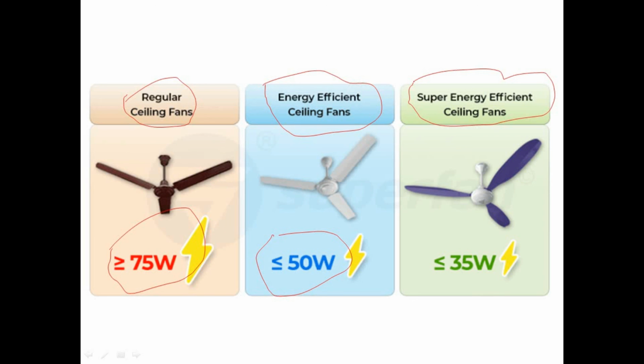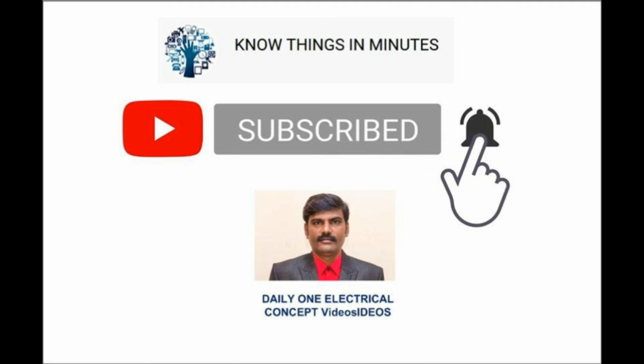Whereas in the case of the super energy efficient ceiling fan, they are using a BLDC motor for this application. By that, they are reducing power to less than 35 watts.